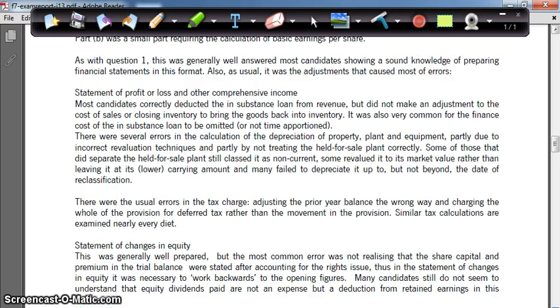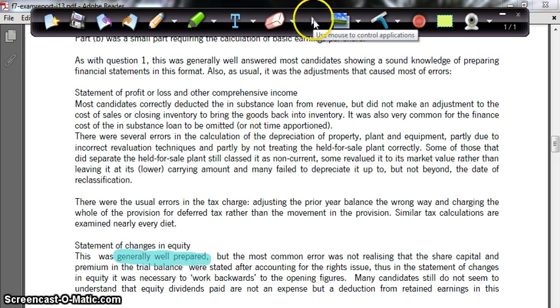The statement of changes in equity. This was generally well prepared, the examiner's saying here, which to be honest with you, I'm surprised at, because whenever I was studying for the ACCA exams, I really didn't like preparing the changes in equity, just because I was more familiar with the income statement and also the statements of financial position. But there were still a few issues within this.